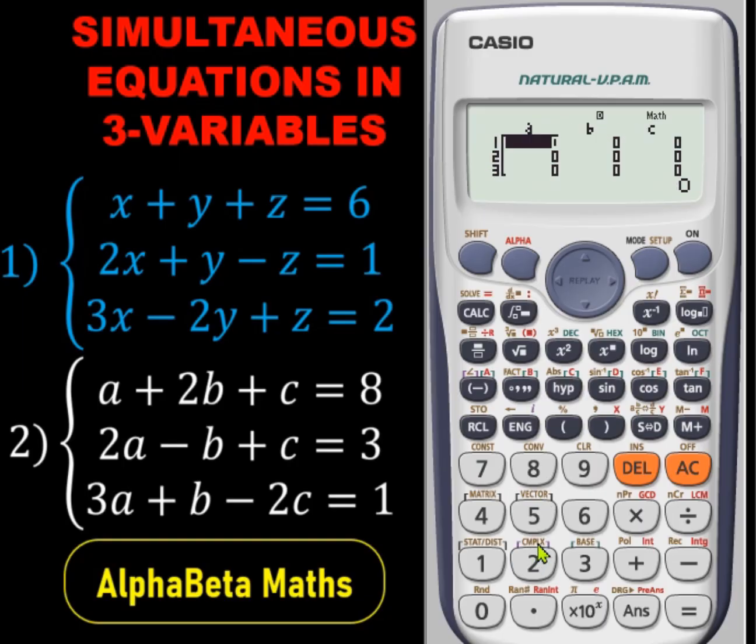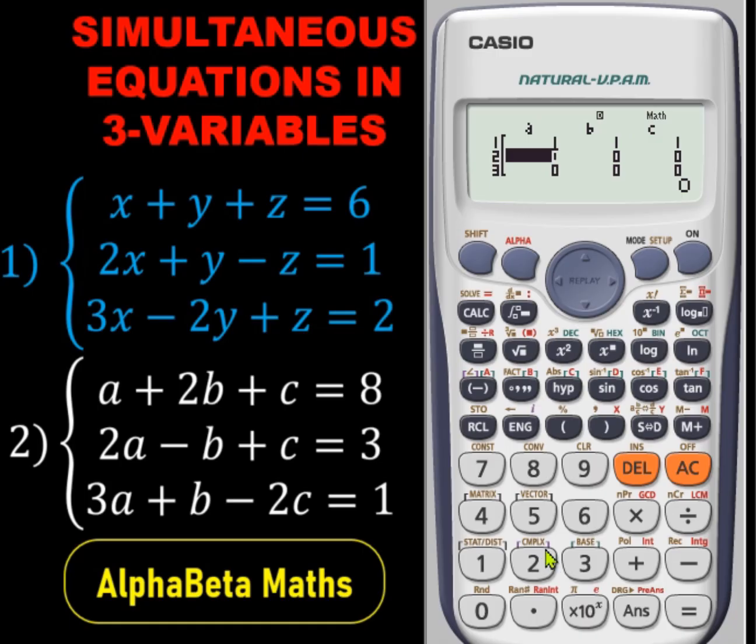Then over here we have A, B, C, and D. So D is over here. So the A, B, C, and D are constants, they are numbers. So looking at the first question, we are going to compute the coefficients of the variables plus the constant. So the coefficient of x is 1, y is 1, z is 1, and we also have 6 as D.